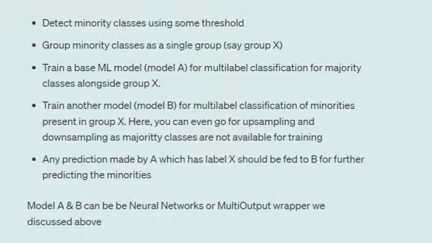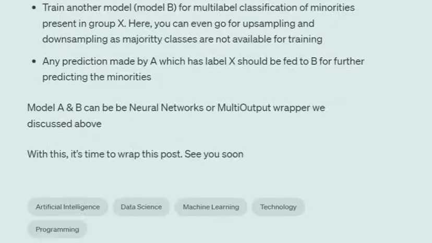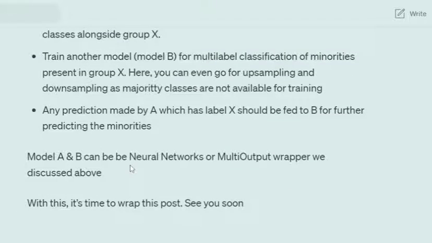This is a logic that you can try out. I tried it out for one of my problems and it gave me decent enough results. So in this way, you can solve your multi-label classification problem through three ways. One is the multi-output classifier that I talked about. The second one was neural networks, and the third one is grouping out the minorities and then using model stacking.